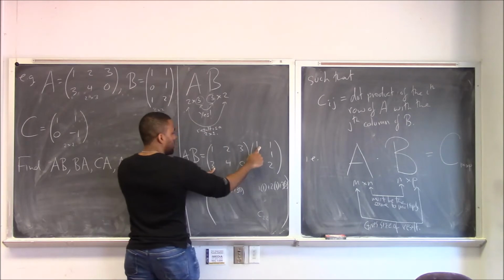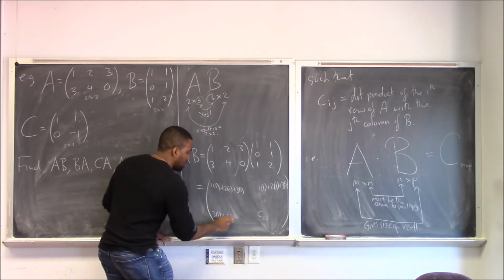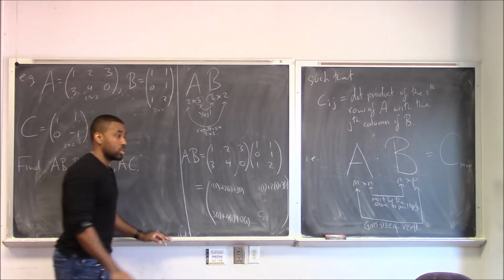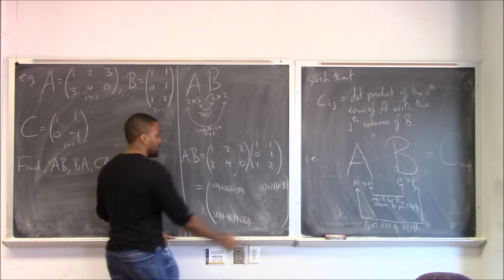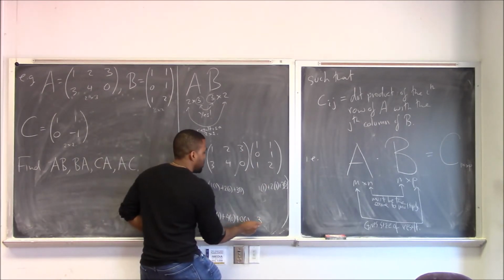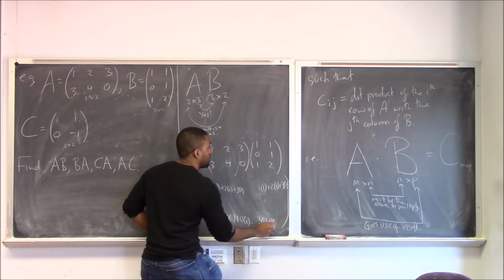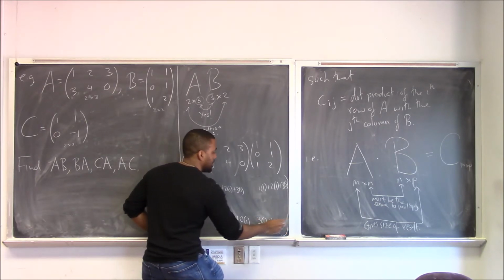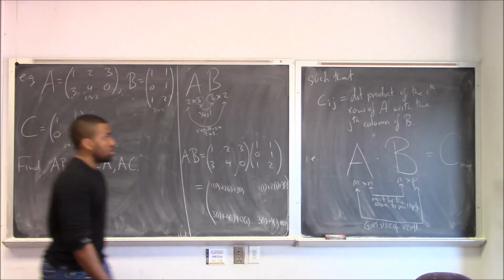So here we're going to do 3 times 1 plus 4 times 0 plus 0 times 1. That's going to go there. This position was the C22 position, so it's the second row, second column. It's going to be 3 times 1 plus 4 times 1 plus 0 times 2. So that would be a 2 by 2.